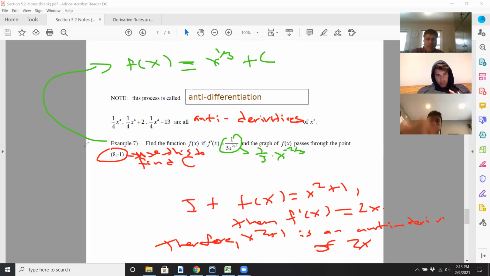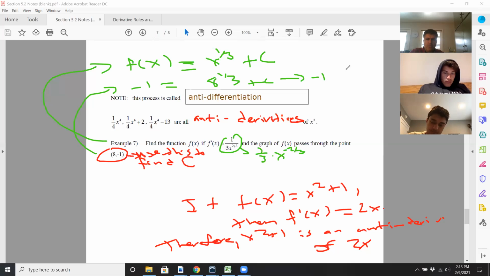Now, if I use my initial condition, I'll plug in -1 for f of x and 8 for x. Remember, f of x is like y, right? Then -1 equals 2 plus c, so c equals -3. So the antiderivative is going to be f of x equals x to the 1/3 minus 3.